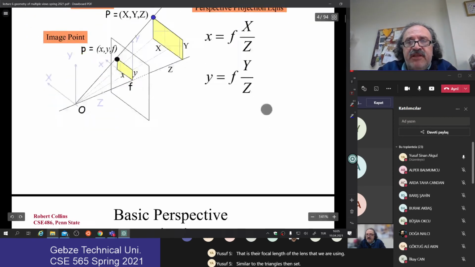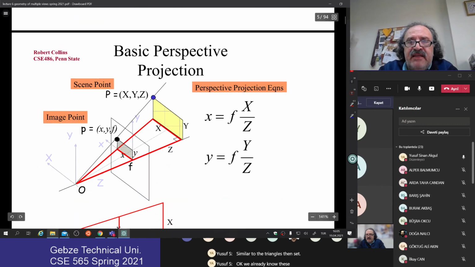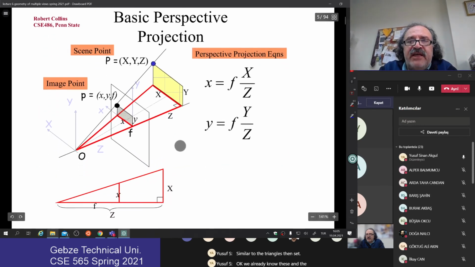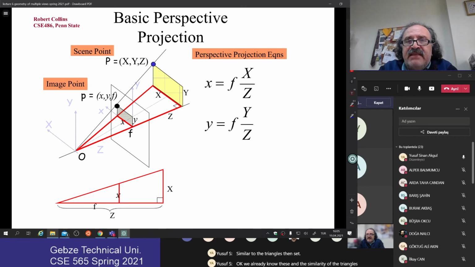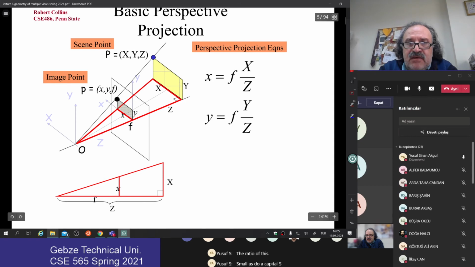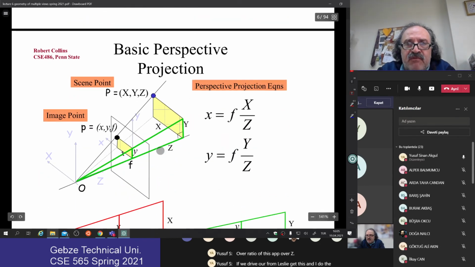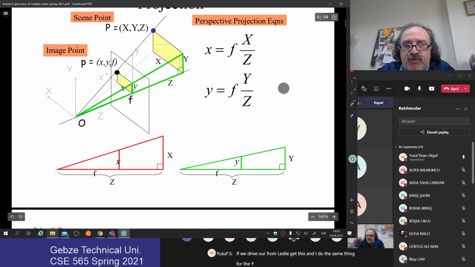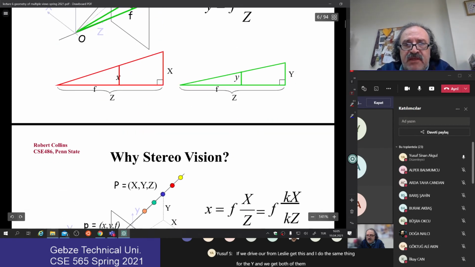Okay, we already know these. And the similarity of the triangles works for the x dimension. The ratio of this small s to capital S is the ratio of this f over Z. If we derive our formulas, we get this. And I do the same thing for the y, and we get both of them.